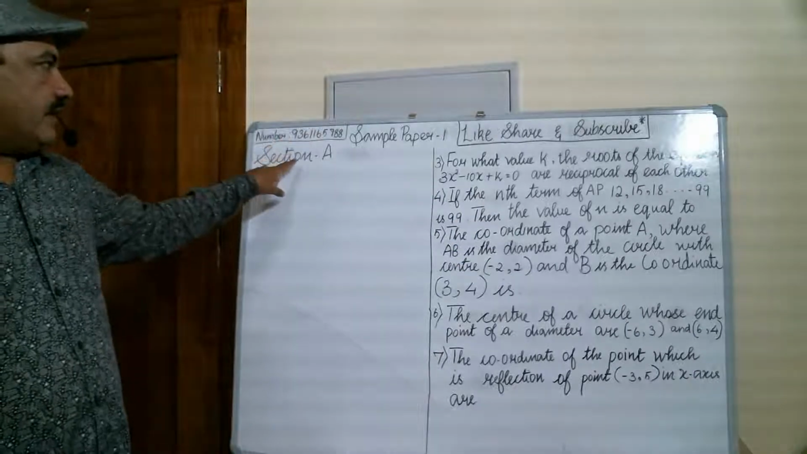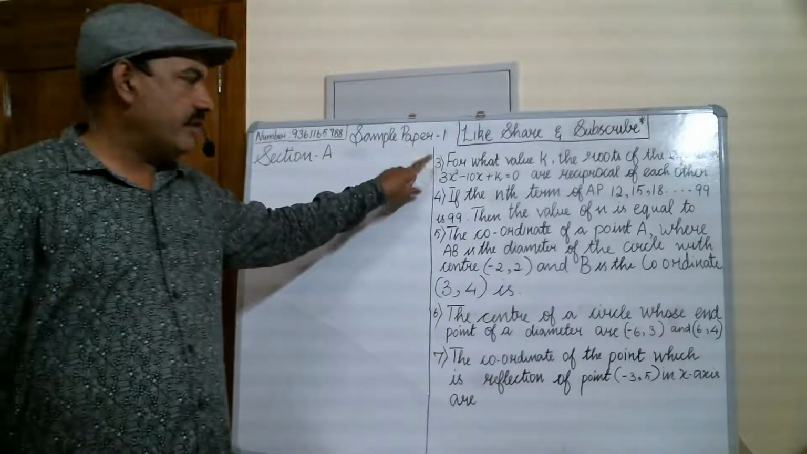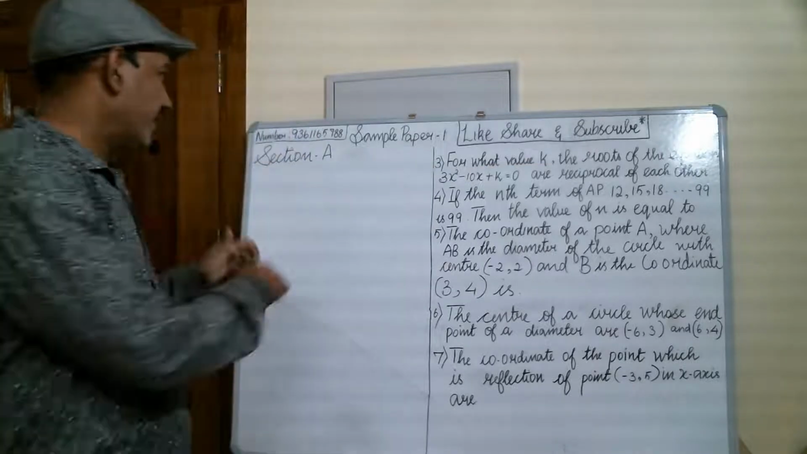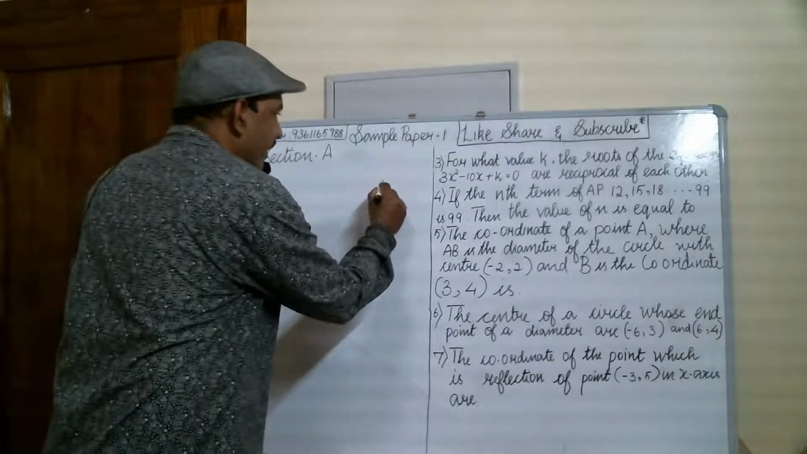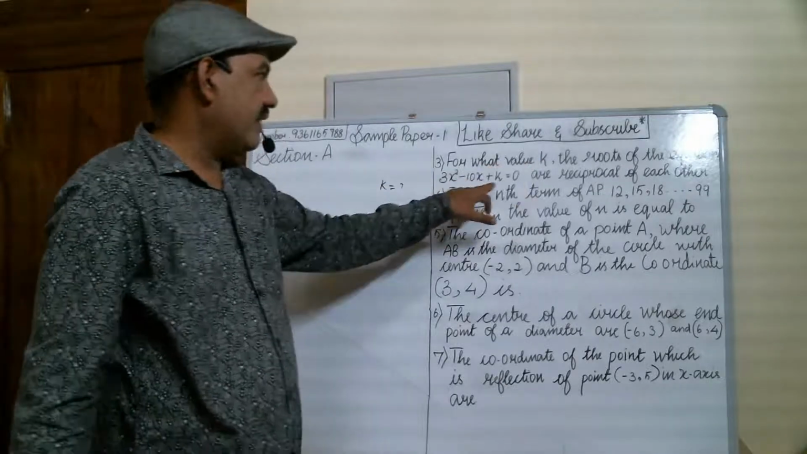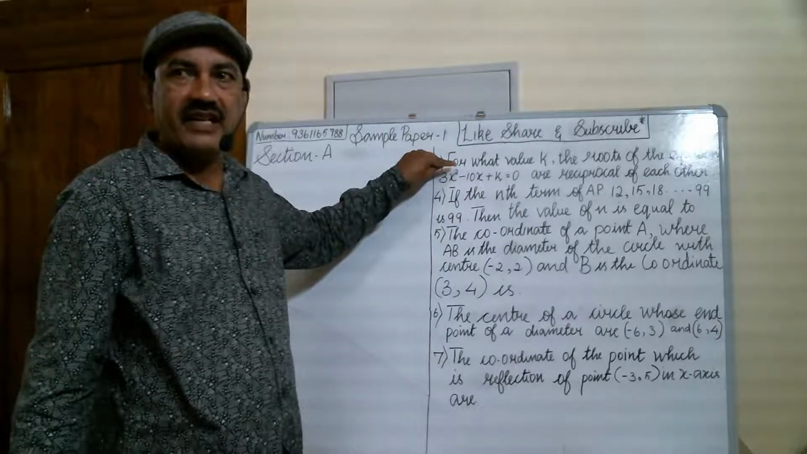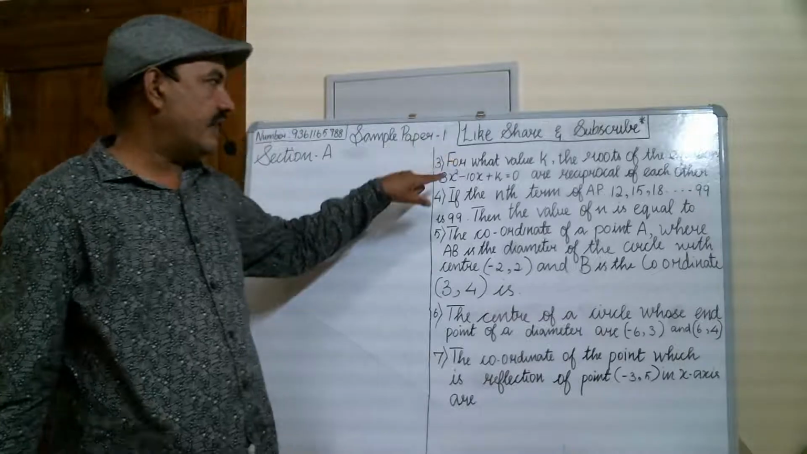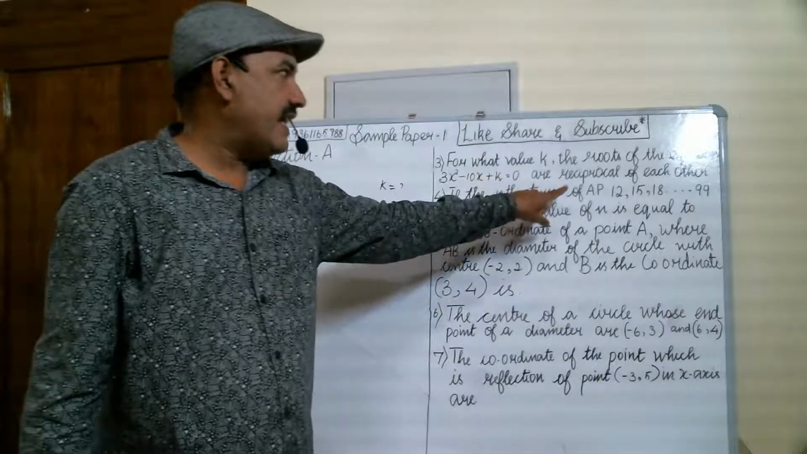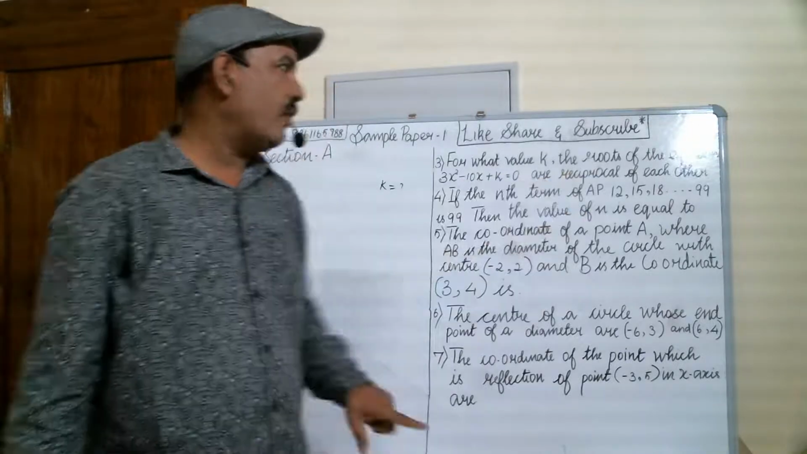Now in this Section A, we are starting with the third question. For what value of k? So k is equal to question mark. The roots of the equation. So it is a quadratic equation because the highest power is 2, or the degree is 2. For that reason, they have mentioned there will be two roots. They are saying that the roots are reciprocal of each other.